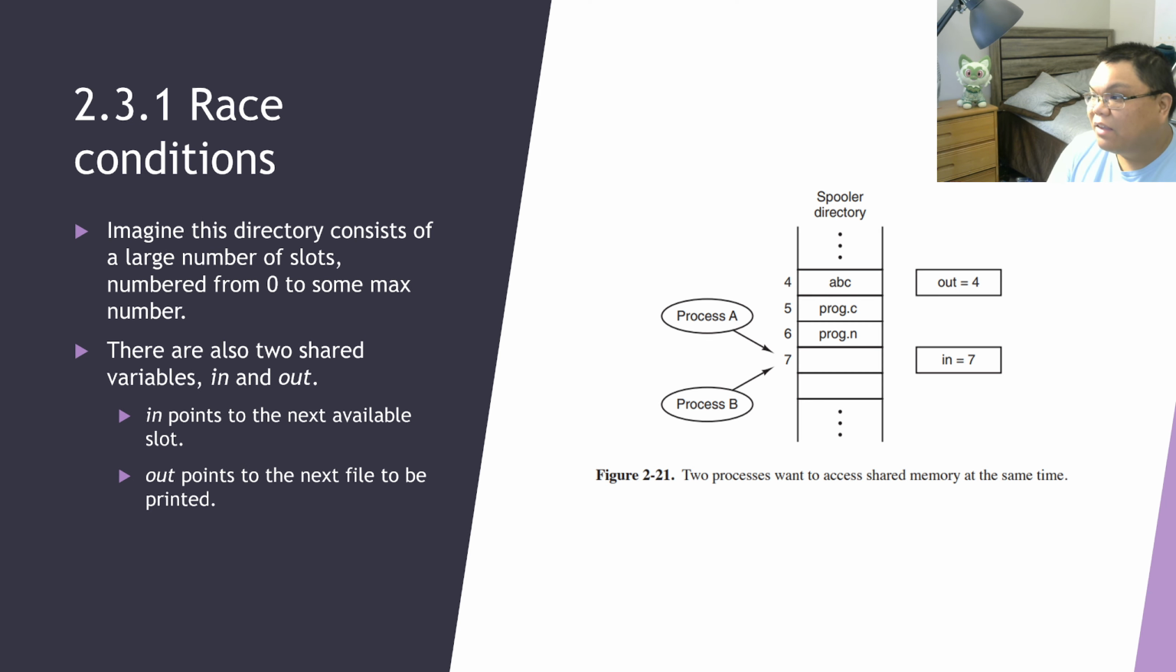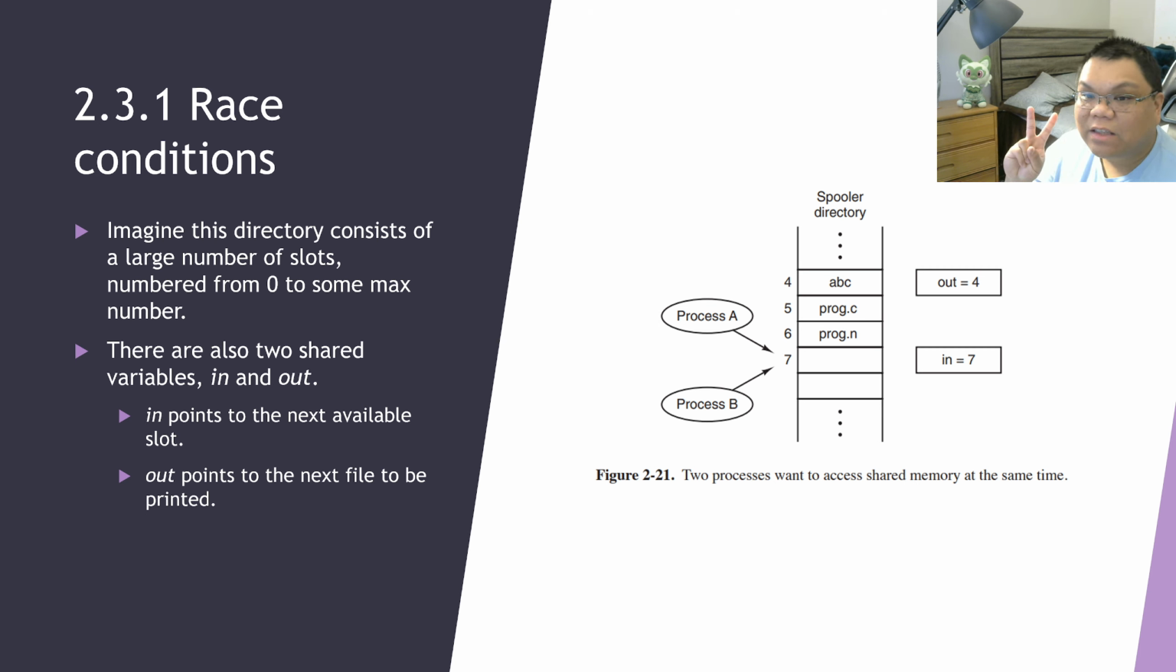So let's say we have a spooler directory and it's full of files, but we also have two variables. The first one, called in, points to the next available slot in the spooler directory. And out points to the next file to be printed. We're more interested in the in variable because that's the one that's pointing to the next available open slot.